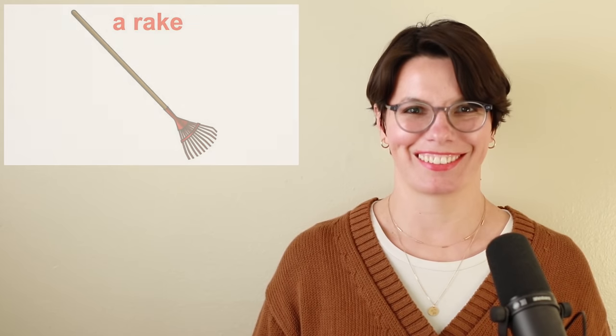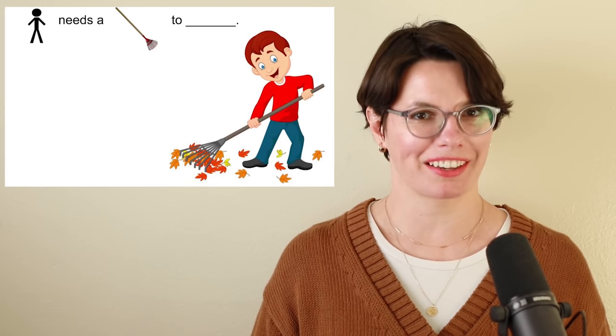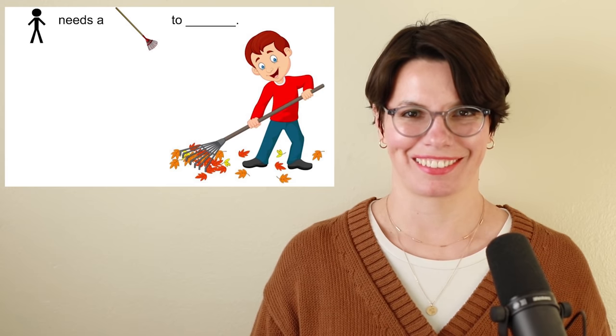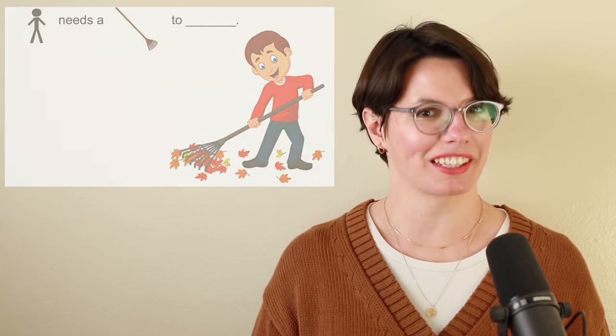Great job. This is a rake. A rake. I have a rake. Do you have a rake? Does he have a rake? That's right, he has a rake. It can also be an action. What is he doing? He is raking the leaves. Let's practice. What is he doing? That's right, he is raking the leaves. Why does he need a rake? That's right. He needs a rake to rake the leaves.